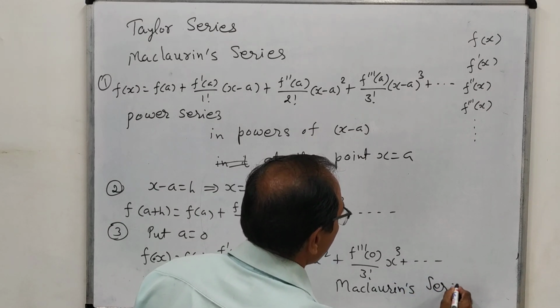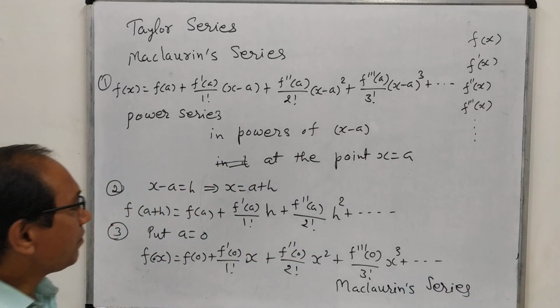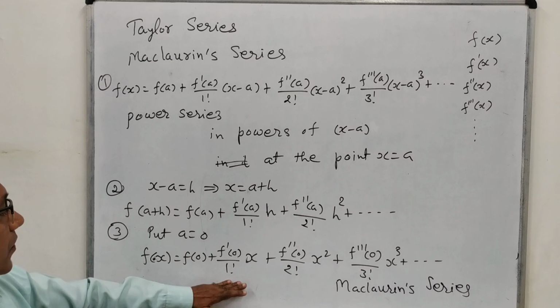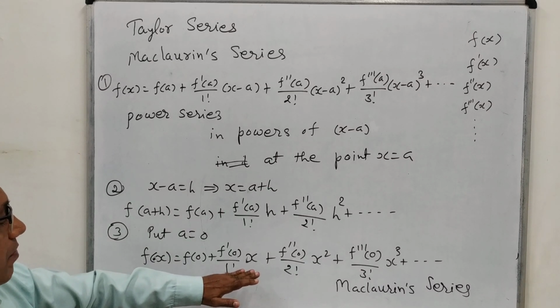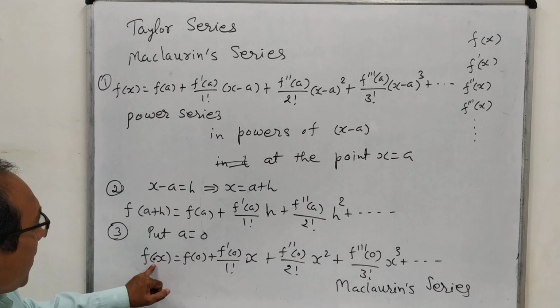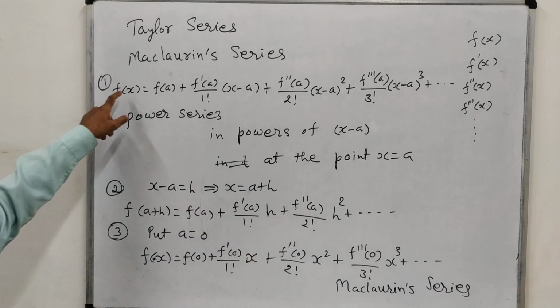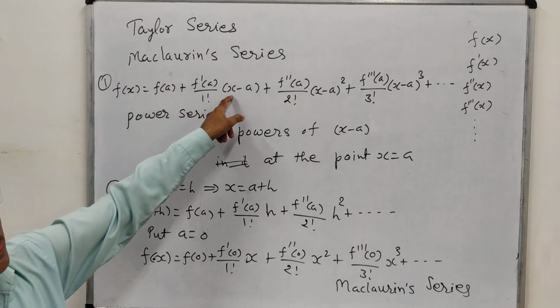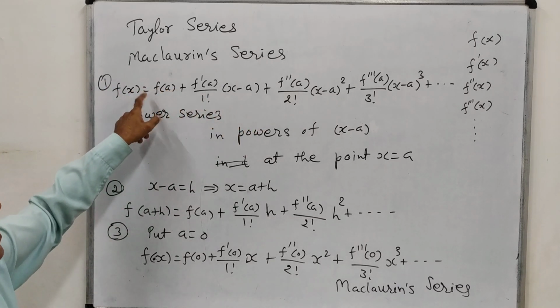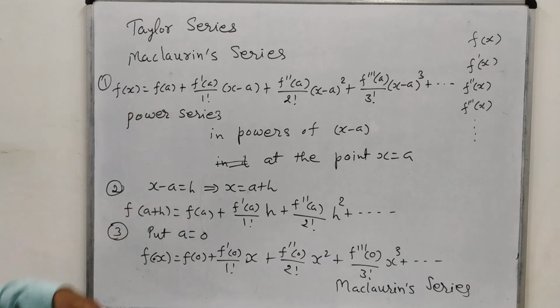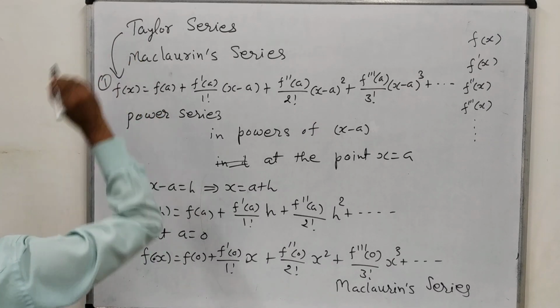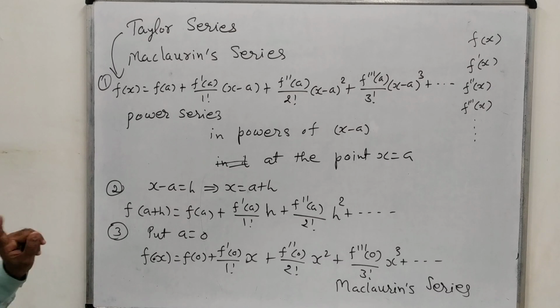Maclaurin's series. Broadly, we will use the third form when we are asked, in an example, to find the expansion of f of x in powers of x; then we will make use of Maclaurin's series. And if the same function is to be expanded in powers of x minus a, then we will use Taylor series, because this is known as Taylor series. Okay? So you must remember these three formulas.